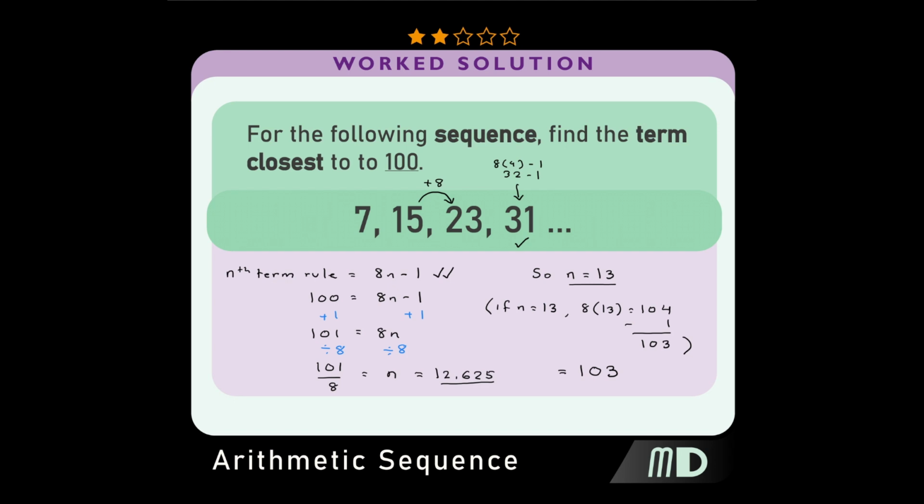As an extension to this question, what would the 20th term of this sequence be? Use the formula 8n minus 1 and drop your answer in the comments. So the term closest to 100 and the answer to this question is 103.